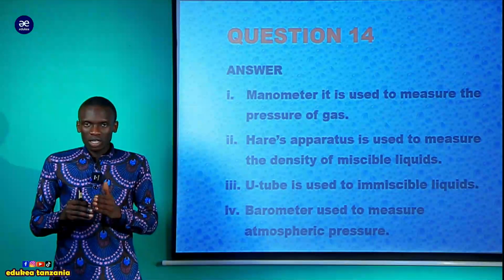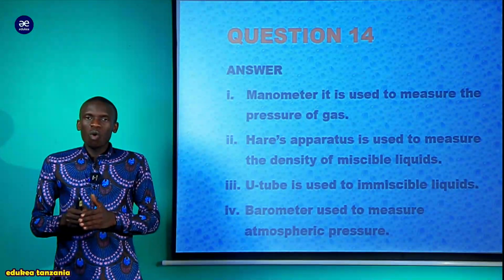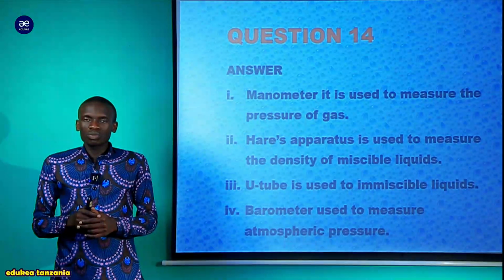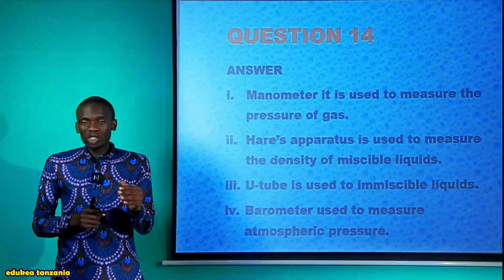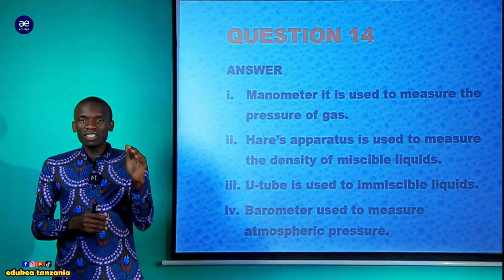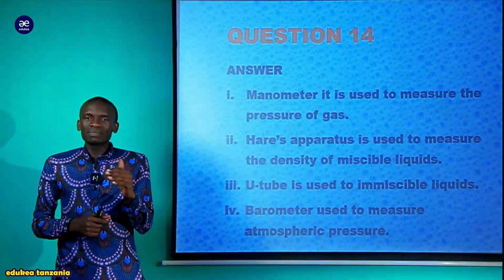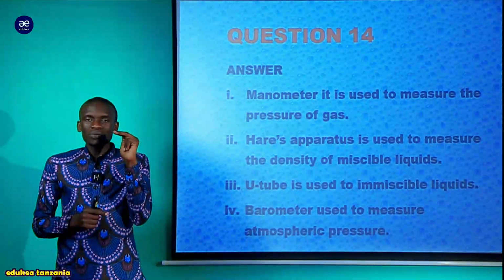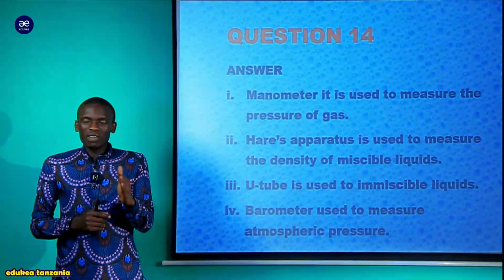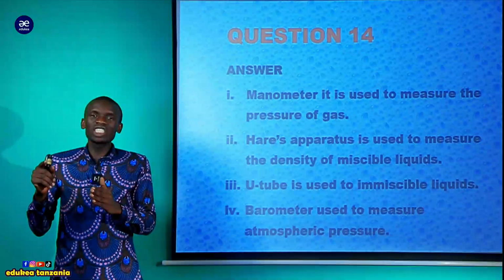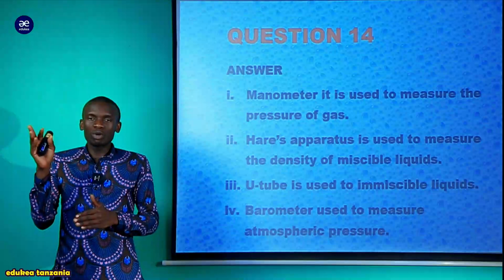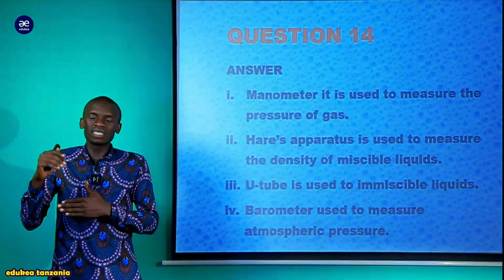The liquid mercury will tend to be lowered in the one limb. If the pressure of gas is lower in the reservoir, then the liquid on the limb that is connected to the supply of gas will rise. But if the atmospheric pressure is lower than the pressure of gas, you'll see that on the limb that is exposed to the atmosphere, the liquid is raised.